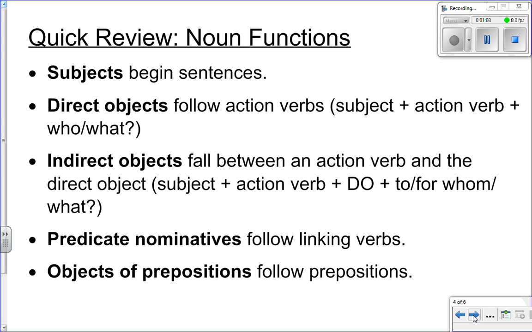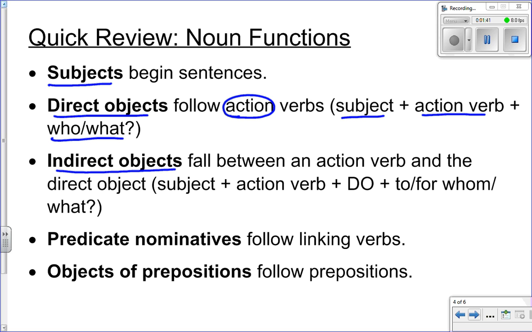We need to do a quick review of noun functions. This is the same information that you learned before about gerunds. Remember that a noun that's functioning as the subject is going to begin the sentence. It'll be the very first item at the beginning of the sentence. A direct object follows action verbs. And remember, the formula to find a direct object is to find the subject, find the action verb, and then you ask either who or what. And whatever the answer is to the who or what is the direct object.